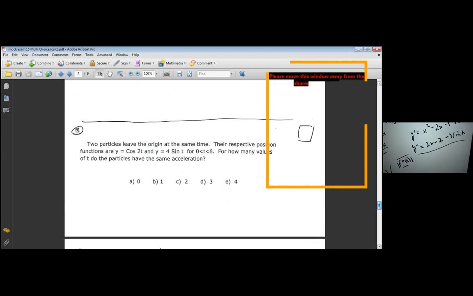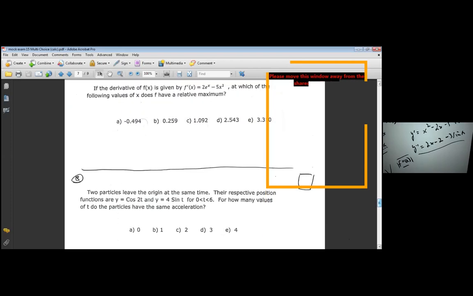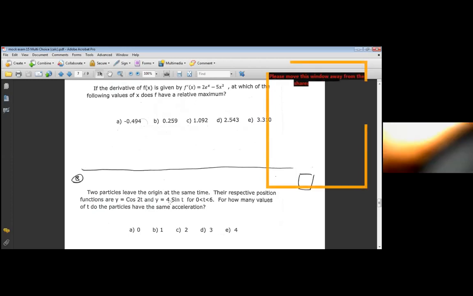All right, two particles leave the origin at the same time. Their respective position functions are this and that. So we've got two position functions. For how many times do they have the same acceleration? What's the plan here, guys? We have two different functions. We have the position function for each, and I want to know how many times their accelerations match. Somebody give me a plan. I found the second derivative for both of them and then set them equal to each other.